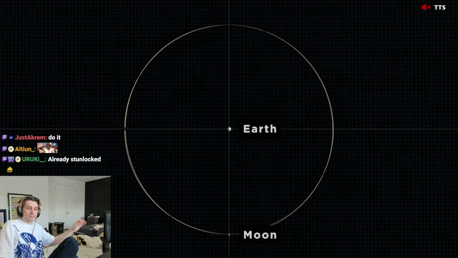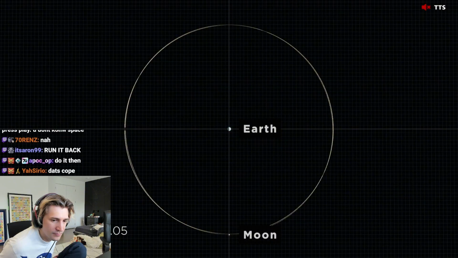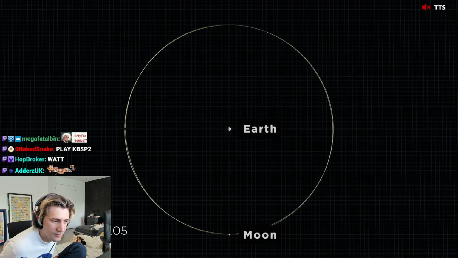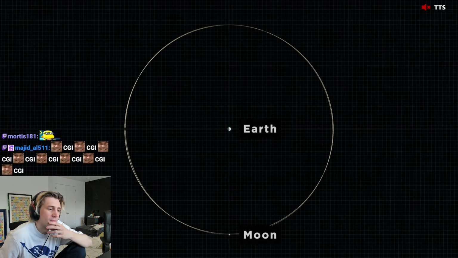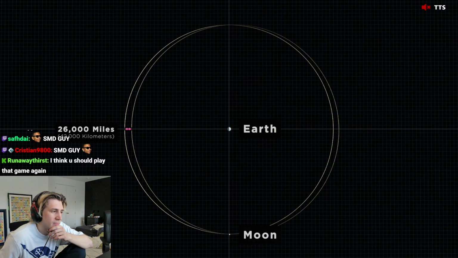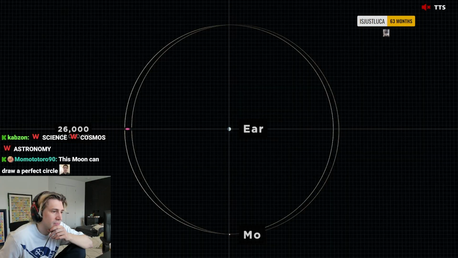Surprising to me, its eccentricity is only 0.05%, which from this distance, from any distance really, you can't tell the difference between a perfect circle and that. But it is slightly offset, which means that there's about 26,000 miles between the lowest and highest orbital points, which are called periapsis and apoapsis.